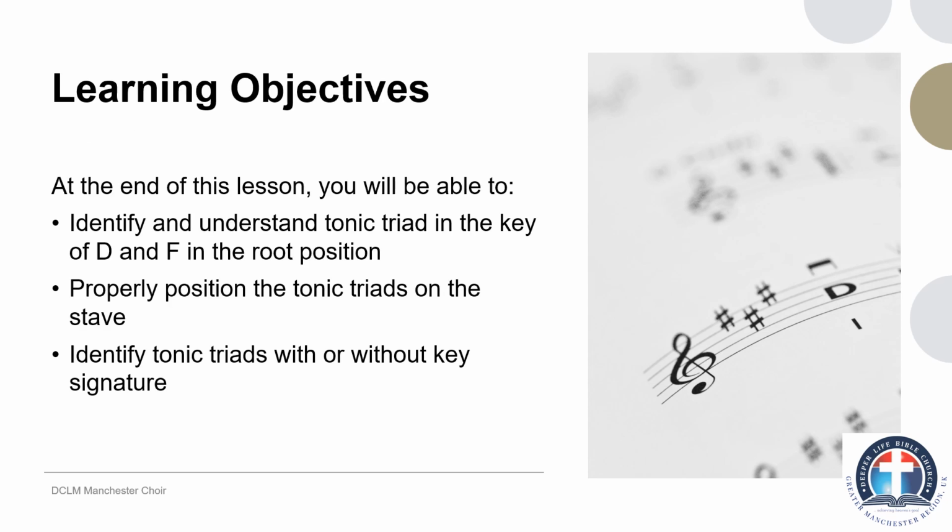Now to today's class. What do you intend to get out of today's class? That is our learning objective. At the end of this lesson, you should be able to identify and understand tonic triads in the key of D and F in the root position. You'll be able to properly position the tonic triads on the stave, and also you'll be able to identify tonic triads with or without key signature, just like we did in the last class.